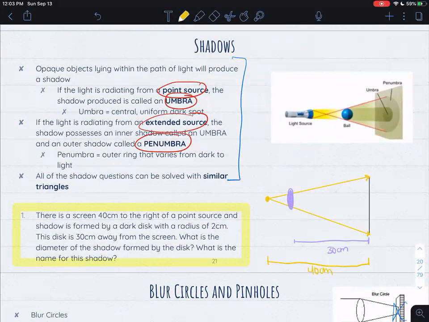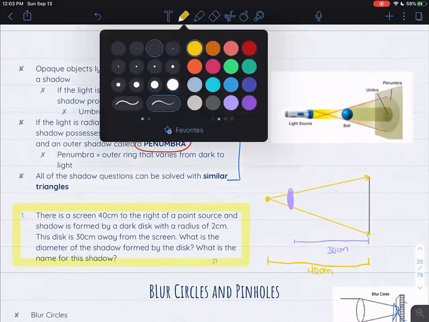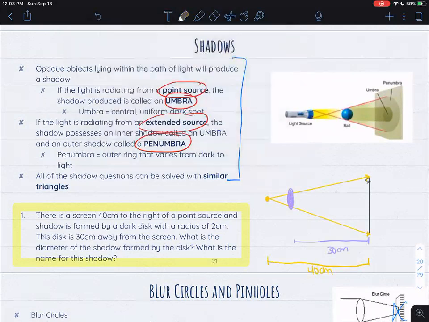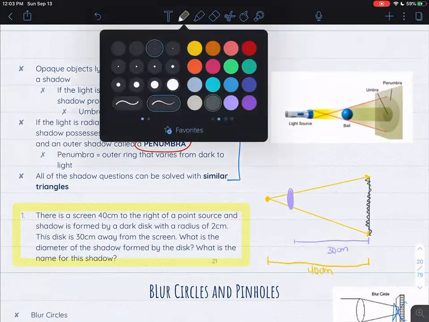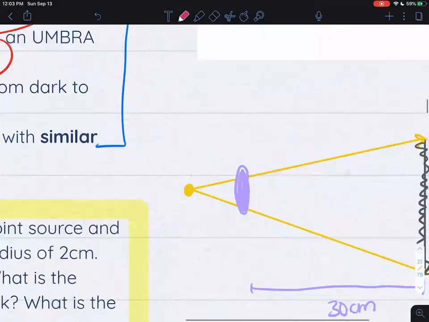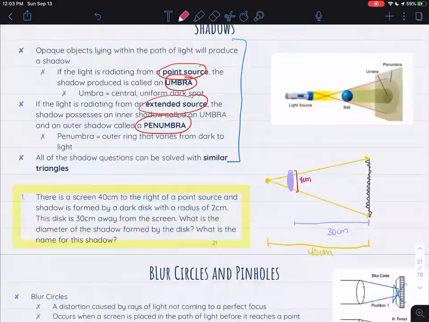Okay. And then it says there's a shadow formed on the screen as well. So we're just going to assume this wavy line is our shadow being formed here. And the radius of our disk is 2 centimeters, so that means the total length of the disk is 4 centimeters. Using this information, we're just going to use a proportion. This type of problem calls for the use of similar triangles, which is just a fancy way to say proportions.